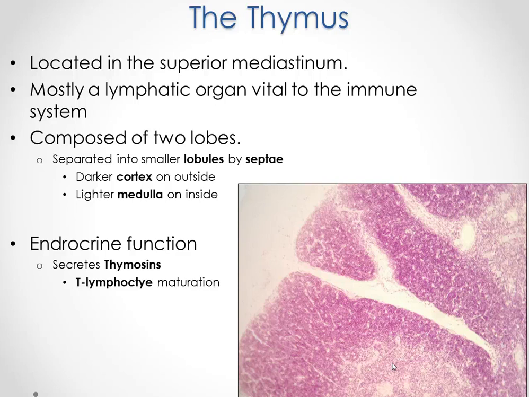You don't need as much function from the thymus, and the thymus will start to turn into adipose tissue, turn into fat. So it's really large when you're a child, but as you get older and start to produce antibodies, you don't need that function anymore, and it starts to turn to fat.